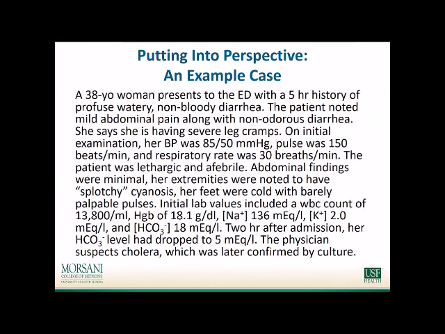And initial lab values indicated elevated white blood cell count. She's got an elevated hemoglobin. Her sodium levels are actually within normal range, but potassium is very low. And in terms of her acid-base status, her bicarb levels are also low. And then 2 hours after admission, her bicarb level dropped even further to 5 milliequivalents per liter. And so we're suspecting cholera, which is what she actually ends up having. But instead of just the cholera piece on what it's doing to cause the diarrhea, we have them think through how that's actually going to affect the entire body, particularly the cardiovascular system.